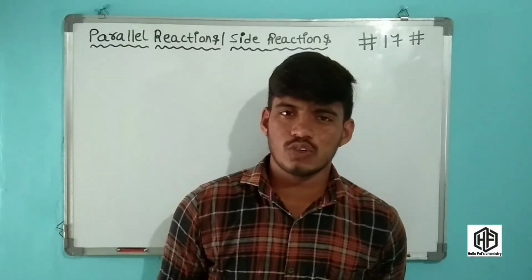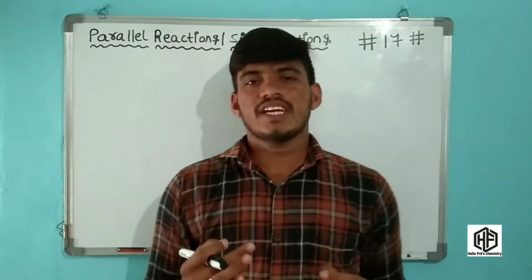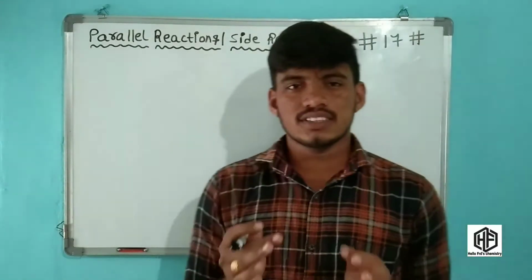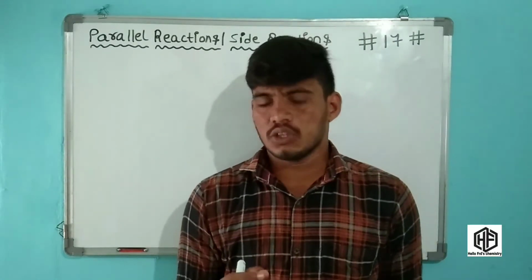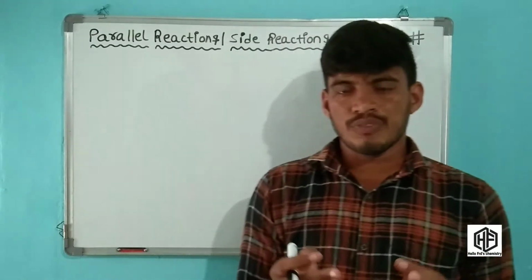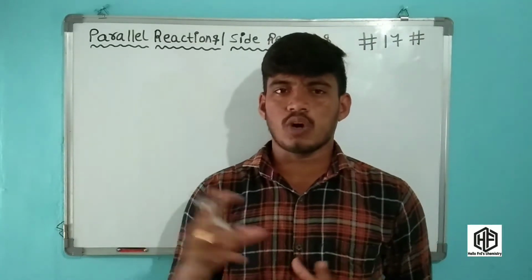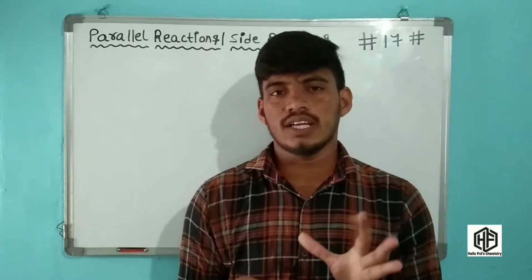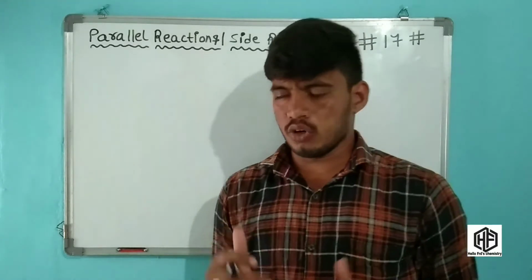In this video I am going to talk about Chemical Kinetics class 17. The topic is parallel reactions or side reactions. First of all, what is a parallel reaction? A parallel reaction is one where the starting material is the same but different products are formed. That is called a parallel reaction.